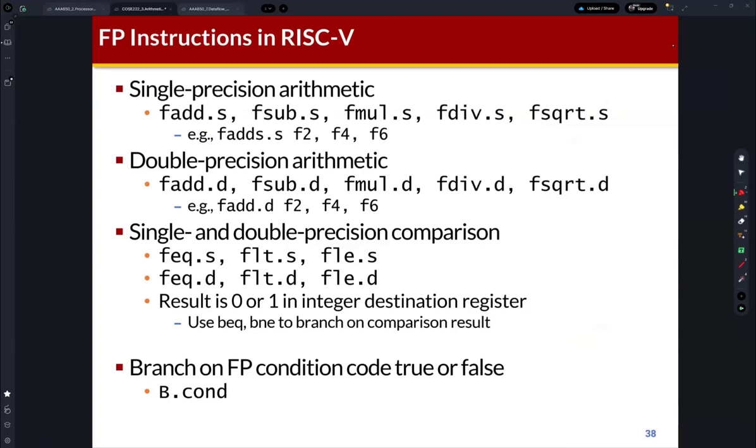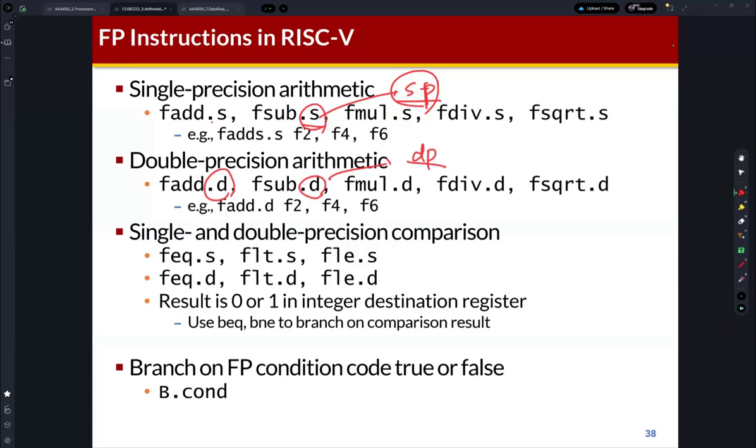Other instructions are the same, like FADD, FMUL, or FDIV. But you can find the postfix here, .s. This postfix represents single precision. And then if we add .d, it represents double precision. So these are the floating point instructions.